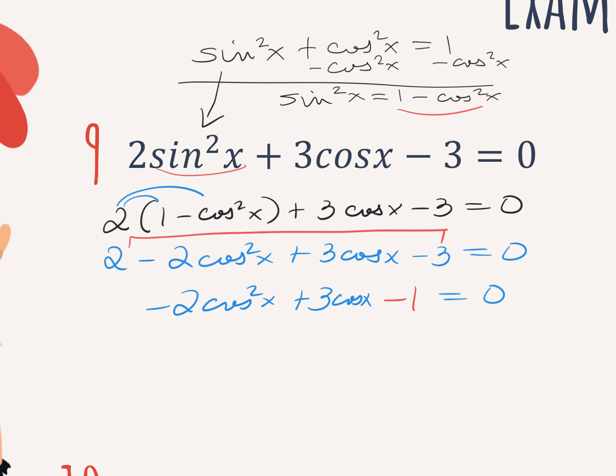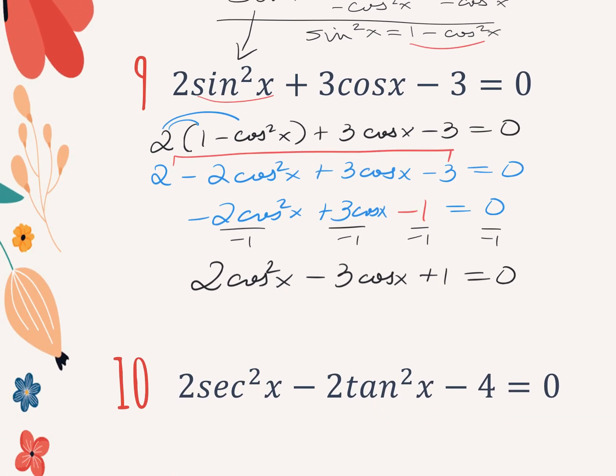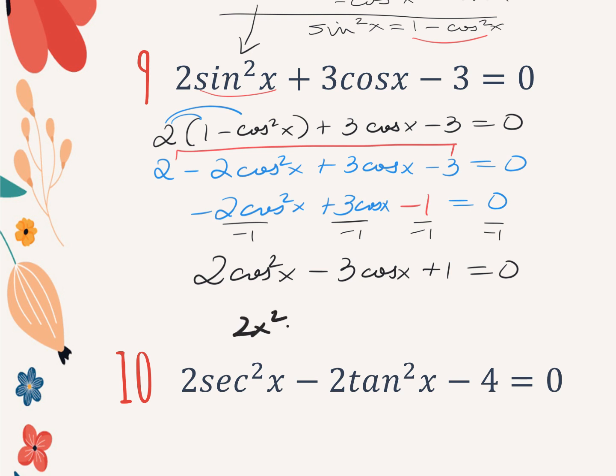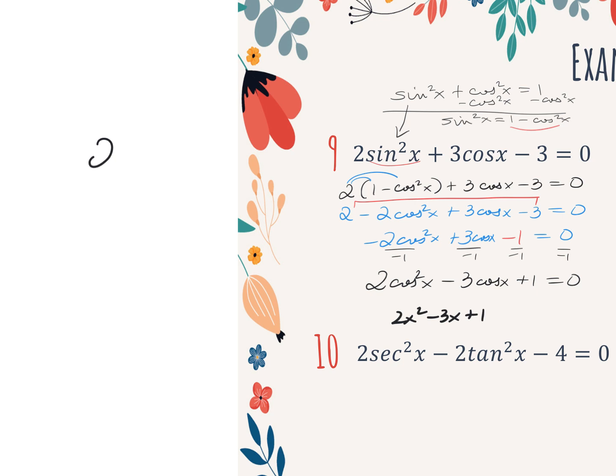Now, I need to factor this. However, I want that square term to be positive. So what I'm going to do is divide everything by a negative 1 first. And then this gives me positive 2 cosine squared x minus 3 cosine x plus 1 equals 0. I need to factor this trinomial. So if you want to think of this as being 2x squared minus 3x plus 1, you can do it that way first. Now, my other class likes to factor by grouping. So let me go ahead and I'll factor it by grouping instead of guessing and testing. And then I'll put my cosine back in.